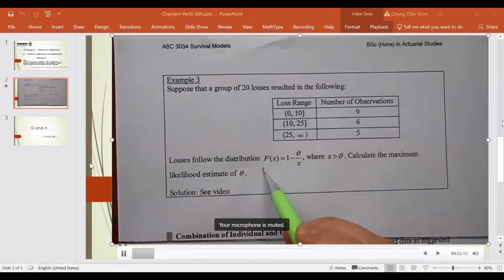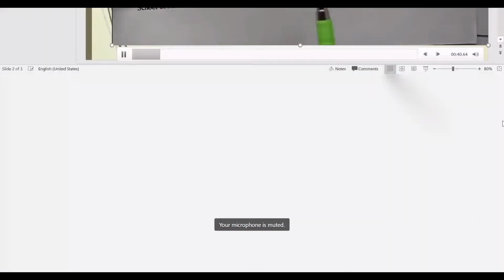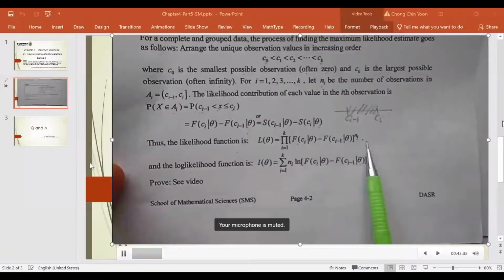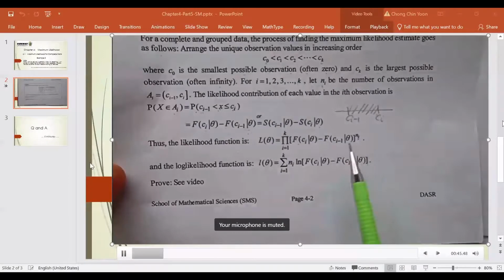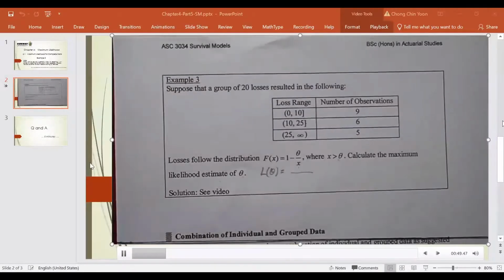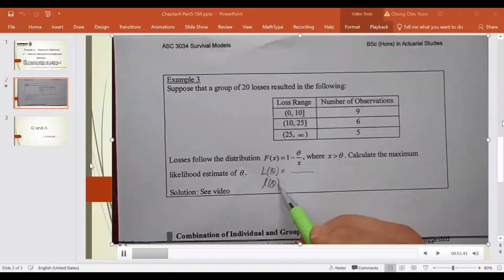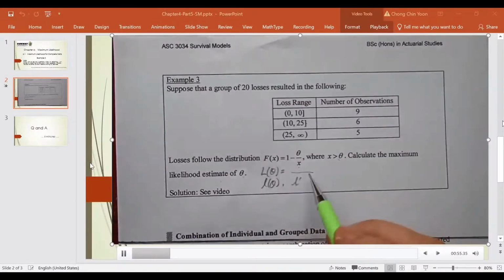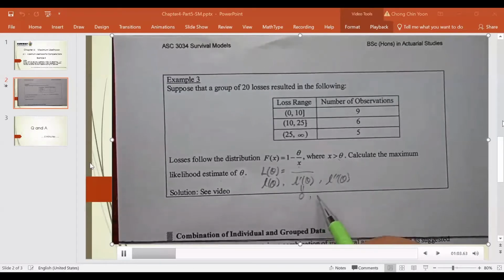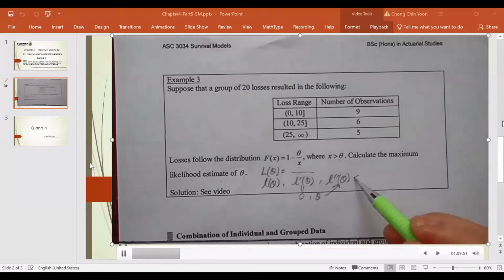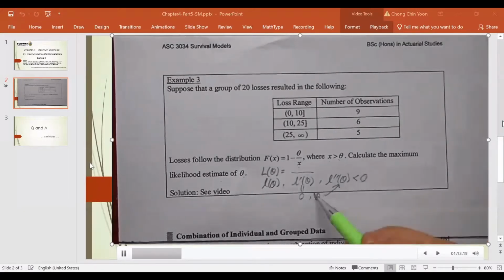So we have to form the likelihood function by using this formula, and next we try to find the log likelihood function. From the log likelihood function we have found, we need to differentiate for the first order and also the second order. When the slope equals 0, we can find this theta value, and we test it in the second order. If this is less than 0, that means we solve the problem.